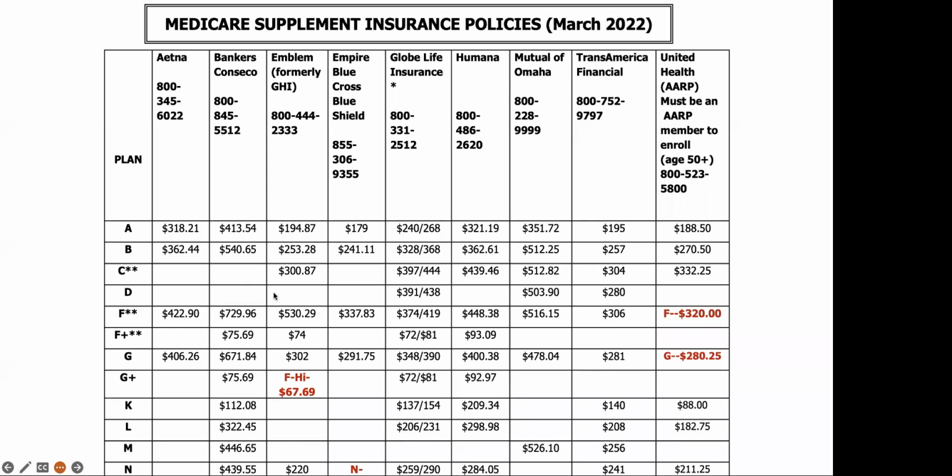Look under Bankers Conseco. A Plan F is $729.96 a month compared to $306. That's more than double. It's the same Plan F. And in New York, where you cannot be denied coverage, where there is no medical underwriting for Medigap supplemental plans, this is a big incentive to comparison shop your plans from time to time to see if you can't get a better buy and save yourself some money.